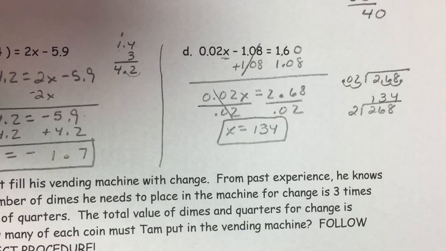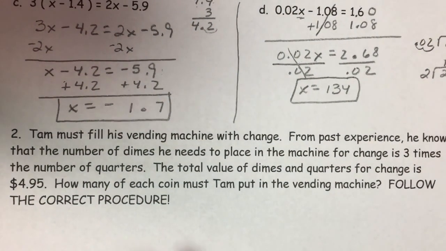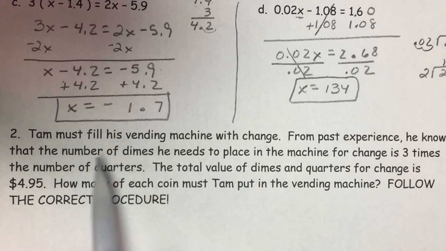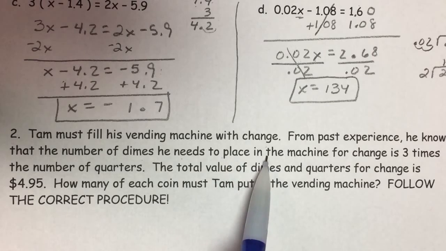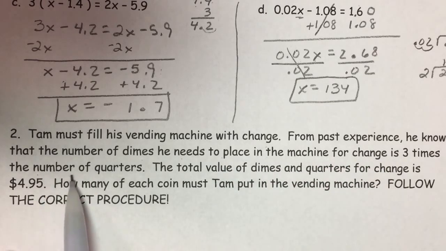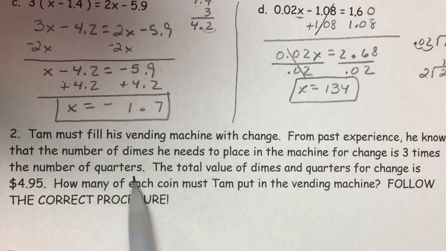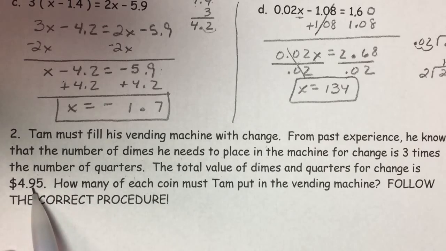All right. And finally, we have a story problem. Great. Let's see what this says. Tam must fill his vending machine with change. From past experience, he knows that the number of dimes he needs to place in the machine for change is 3 times the number of quarters. So the number of dimes is 3 times the number of quarters. The total value of dimes and quarters for change is $4.95. How many of each coin must Tam put into the vending machine?